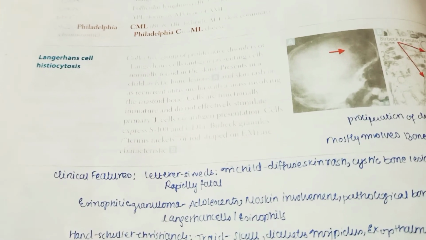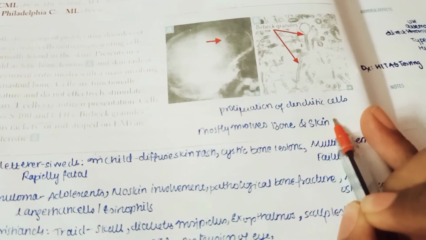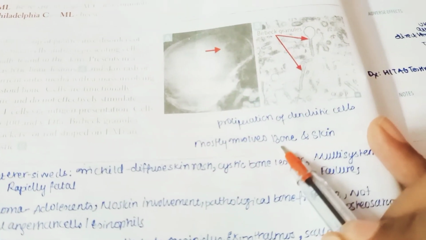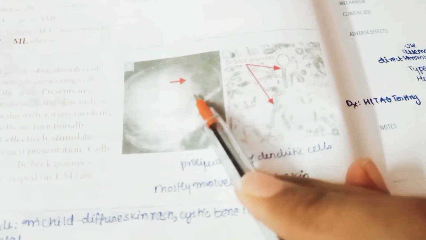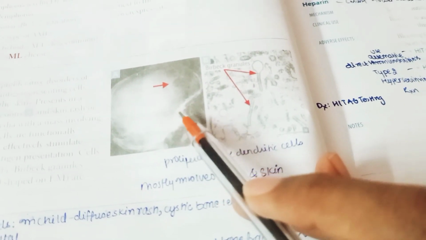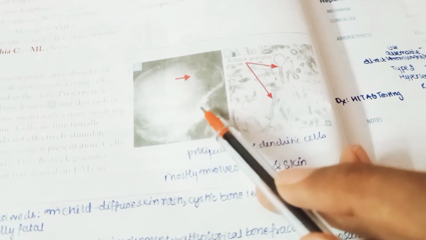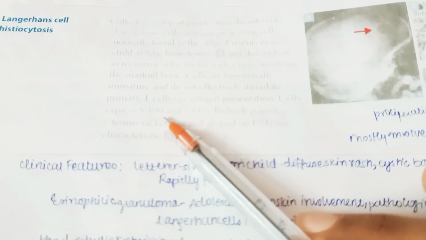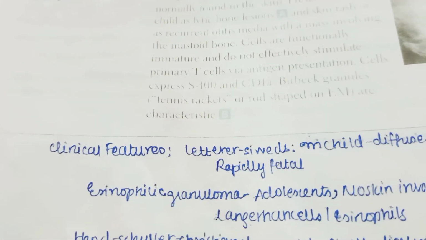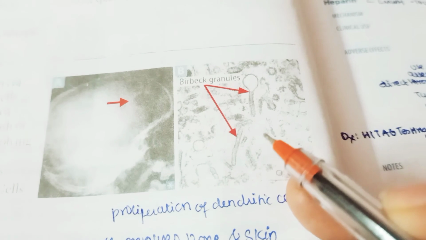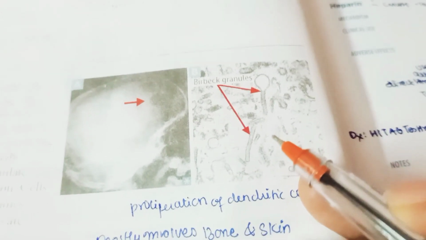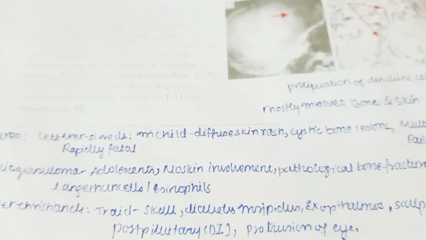Next, coming to Langerhans cell histiocytosis. Actually, this is a proliferation of dendritic cells, which are mostly present in skin and also involve the bone. So in children especially, you can see bone lytic lesions like this, and the child may also present with a skin rash or recurrent otitis media with a mass involving the mastoid bone. These cells are functionally immature and do not effectively stimulate primary T cells. These cells express S100 and CD1a, and Birbeck granules. So these are the Birbeck granules. You can see they are tennis racket or rod shaped, and these are characteristic for Langerhans cell histiocytosis.